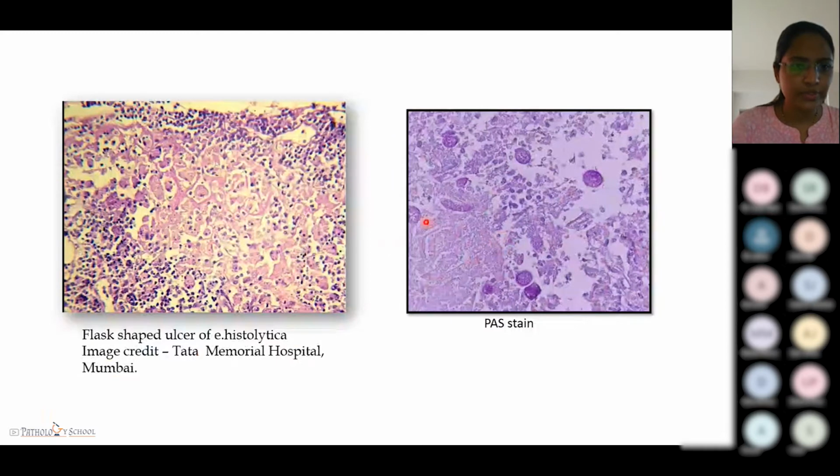So this is the microscopic picture. Here we can see the amoebic trophozoites have invaded the mucosa. They burrow down into the submucosa and cause necrosis. Here amoebic trophozoites can be seen microscopically. They mimic macrophages, and PAS stain is a special stain used. So here we can see the PAS positive amoebic trophozoites.